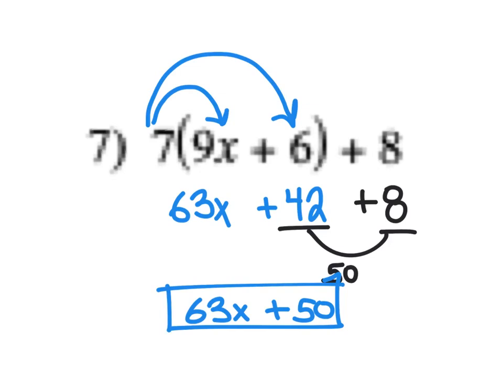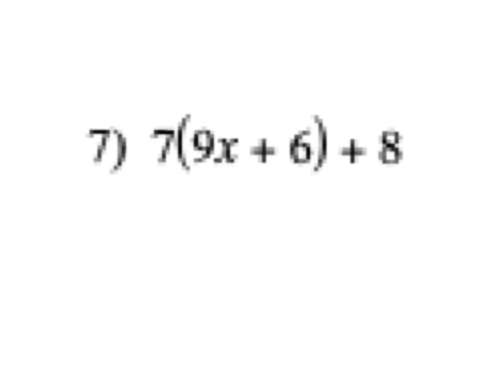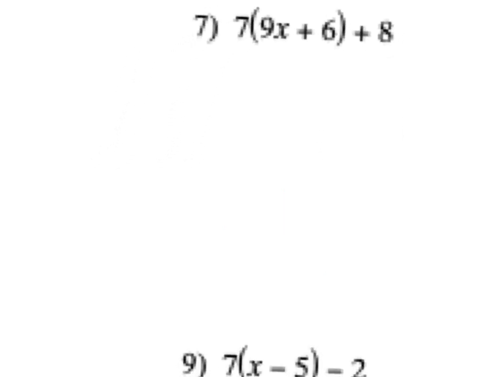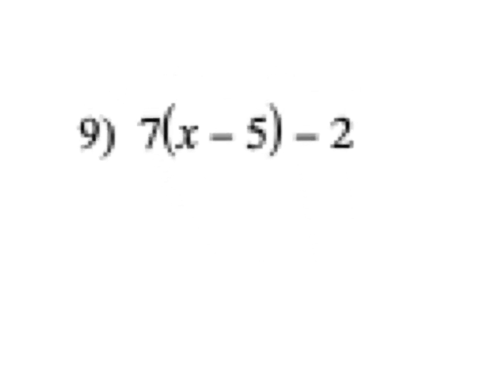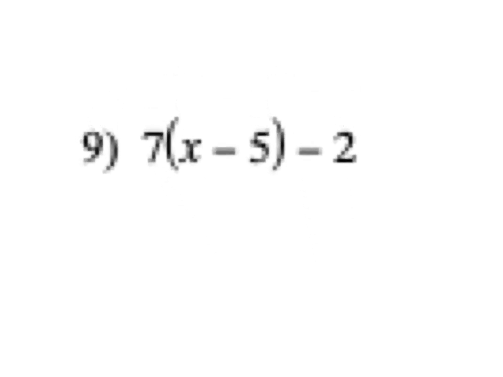All right, so our last example today is going to be a problem that has subtraction. So it's just a little different, but the method is still the same. So here I've got 7 times x minus 5 minus 2. So I am going to distribute that 7, or multiply that 7, by everything inside my parentheses. So 7 times x is 7x.